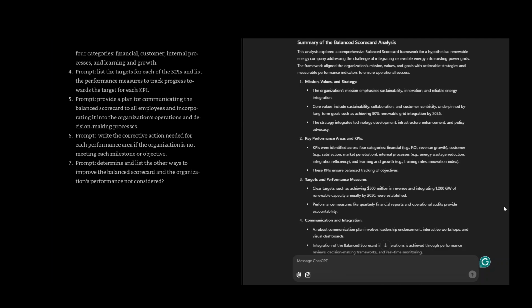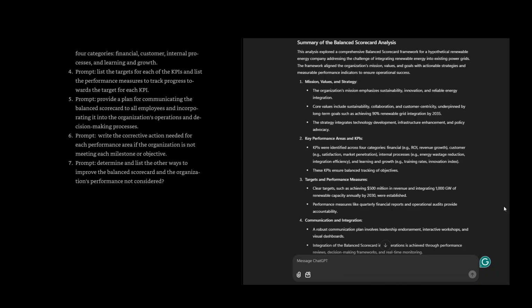1. Mission, values, and strategy. The organization's mission emphasizes sustainability, innovation, and reliable energy integration. Core values include sustainability, collaboration, and customer centricity, underpinned by long-term goals such as achieving 90% renewable grid integration by 2035. The strategy integrates technology development, infrastructure enhancement, and policy advocacy.